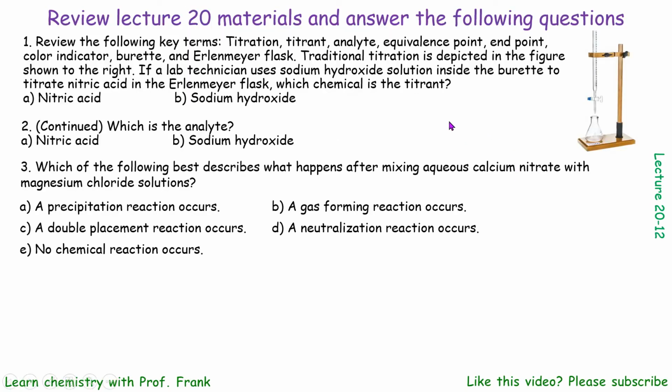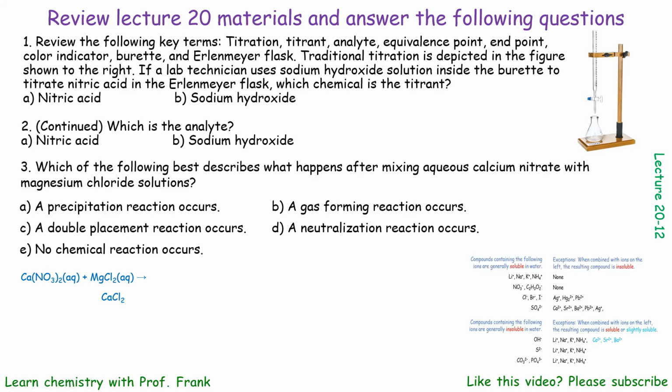Here are the end of lecture 20 quizzes, and I'm going to work on number 3. Which of the following best describes what happens after mixing aqueous calcium nitrate with magnesium chloride solutions? Do we have a chemical reaction? Let's take a look. Calcium nitrate, that's an aqueous solution, and then magnesium chloride, another aqueous solution. After exchanging the ions, calcium chloride, now we need to determine whether calcium chloride is a precipitate or not.